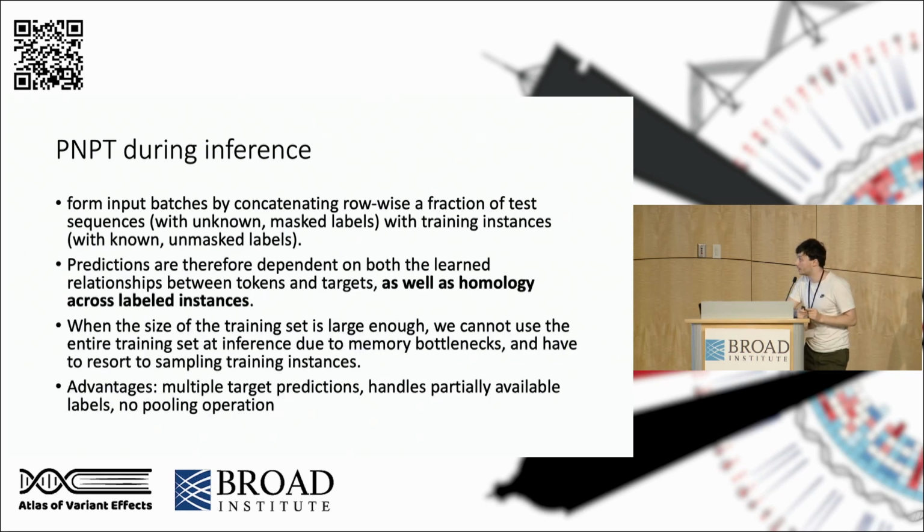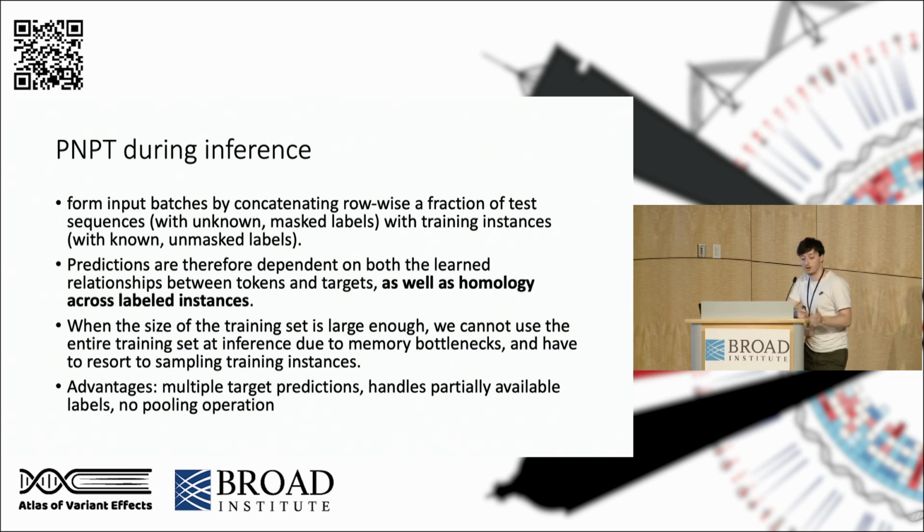So at inference time, we form an input batch by concatenating a fraction of our test sequence, where we won't have the labels, and we're trying to get the labels for those, with training instances where we know the labels. And so these predictions are therefore dependent on both the learned relationships between tokens and targets, as well as homology across label instances. And it's this crucial part that we didn't get before with the previous methods.